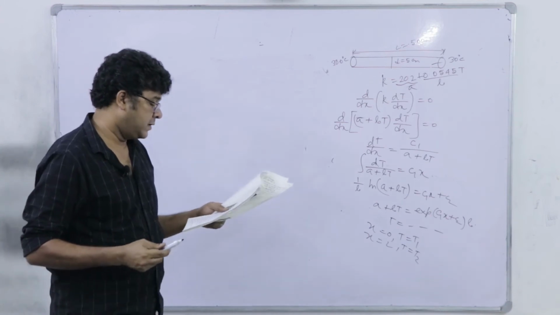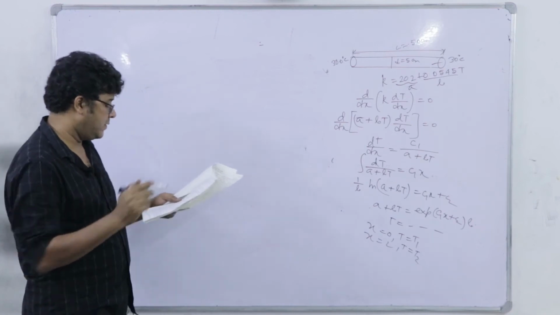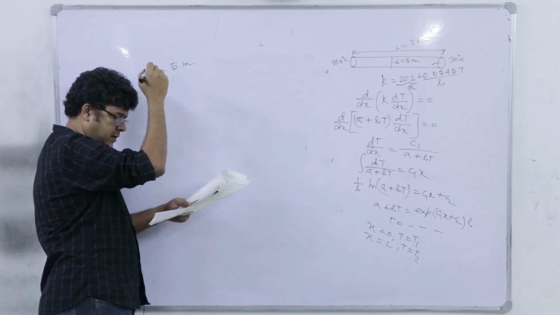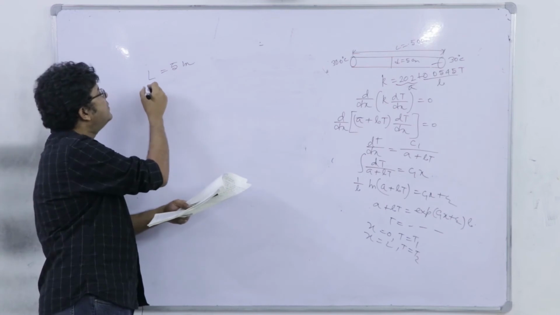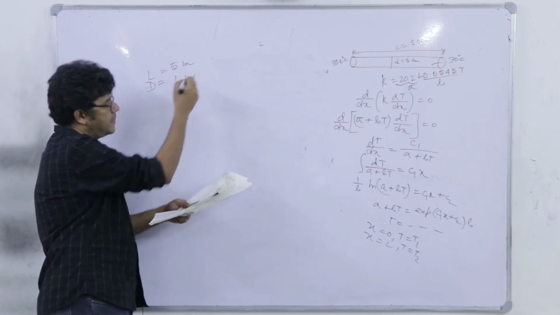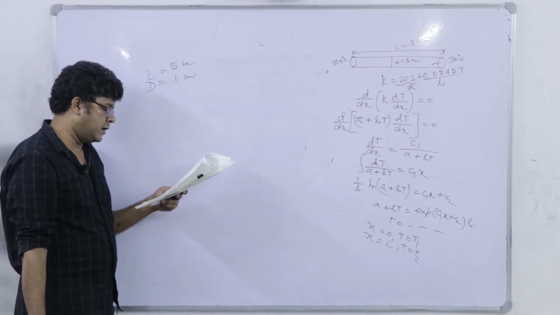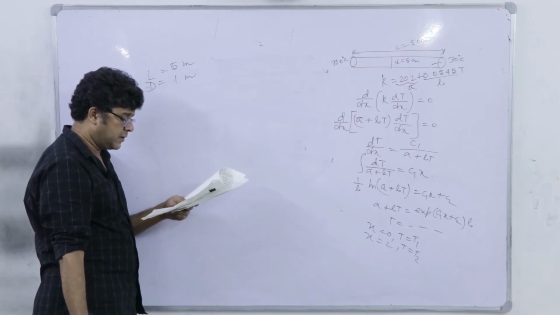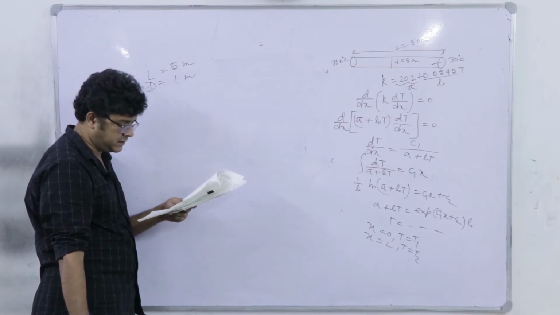There is another very interesting theory type question. What is that? Steam is to condense in a shell and tube heat exchanger 5 meter long and shell diameter is 1 meter. Cooling water is to be used for removing heat. Heat transfer for cooling water, whether on shell or tube, is the same.